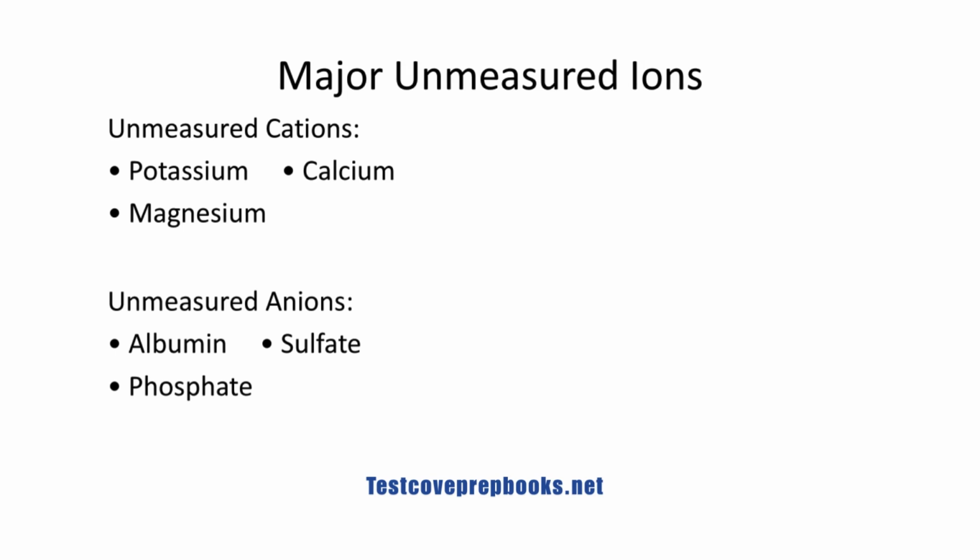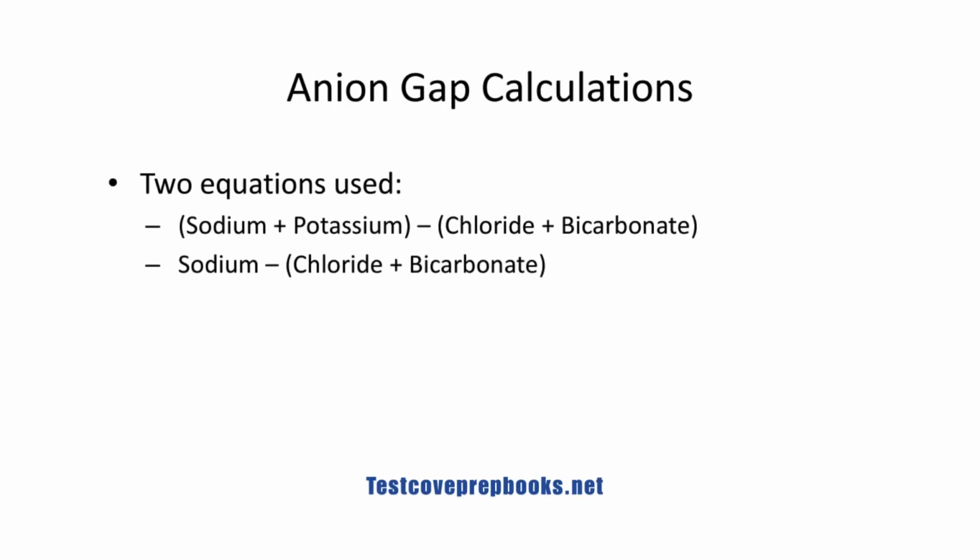The major unmeasured cations include potassium, calcium, and magnesium. The major unmeasured anions include albumin, sulfate, and phosphate. There are two commonly used formulas for calculating the anion gap. One includes potassium and is calculated as sodium plus potassium minus the sum of chloride and bicarbonate. The second, more widely used, excludes potassium and is calculated as sodium minus the sum of chloride and bicarbonate.